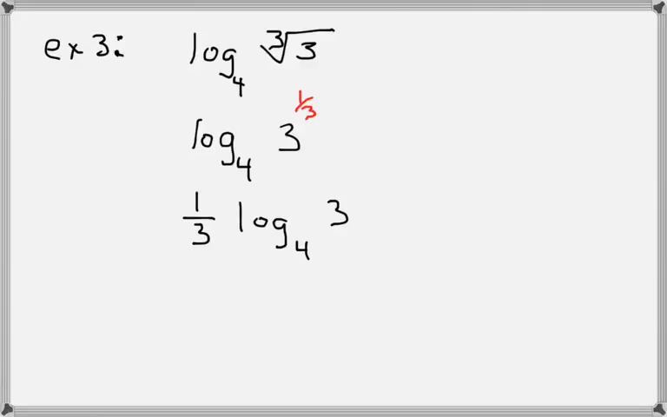And typically, when you see logs, we don't have a fraction as a coefficient. We would typically write that as log base 4 of 3, all being divided by 3, because dividing by 3 is the same thing as multiplying by 1/3. Either this one or this one would be an acceptable answer. The second one is probably going to be the more common one that you would see.